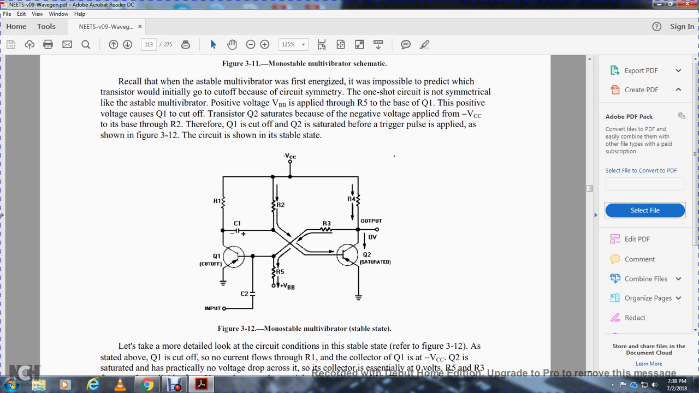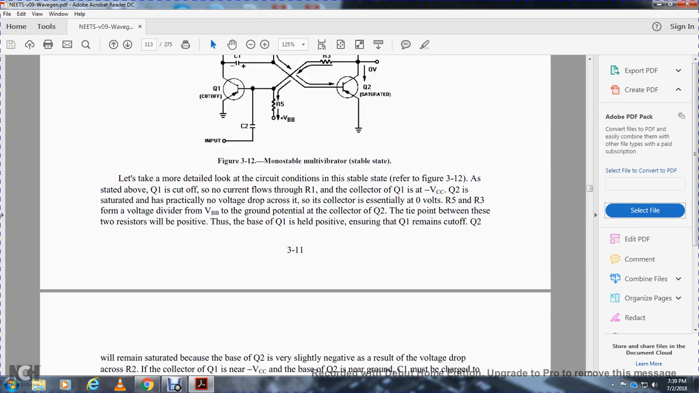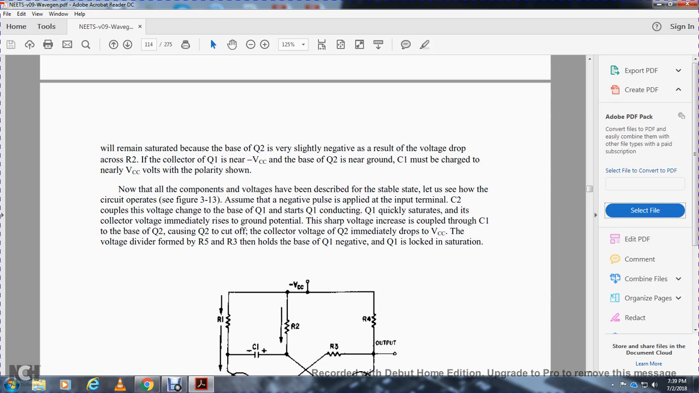It is shown in figure 3.12, with the circuit in the stable state. Let's take a more detailed look at the circuit in the stable condition, referring to figure 3.12. As stated above, transistor 1 is cut off with no current flow through resistor 1 to the collector of transistor 1. The collector voltage is at the supply level. Transistor 2 is saturated with practically no voltage drop across its collector, essentially 0 volts. Resistors 5 and 3 form a voltage divider, with the bias resistor at ground potential at the collector of transistor 2. The tie point between these two resistors is positive. The base of transistor 1 holds positive, so transistor 1 remains cut off. Transistor 2 remains saturated because its base is very slightly negative as a result of the voltage drop across resistor 2. The collector of transistor 1 is at the negative collector voltage and the base of transistor 2 is near ground, so this capacitor must be charged nearly to the collector voltage with the polarity shown.